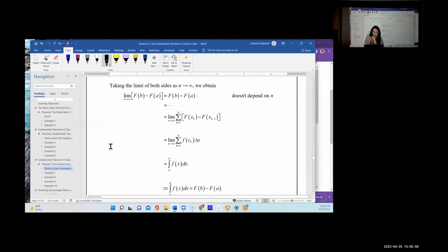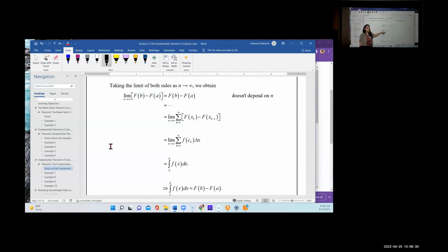Now we take the limit of both sides as n goes to infinity. The limit of f of b minus f of a is still f of b minus f of a because it doesn't depend on n. So it's a constant. So it just stays f of b minus f of a. When we take the limit of the sum, we get the same limit of f of c sub k delta x coming out of the mean value theorem.